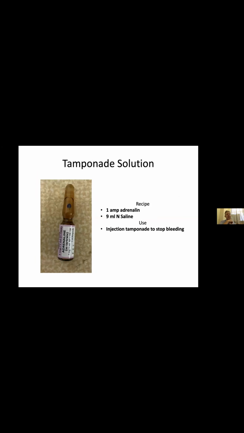If you want to tamponade something, we just use the same solution as you do for injecting an ulcer. That's 1 amp of adrenaline in 9 mils of saline, and you use it to inject as close to the bleeding as possible. Just remember, when you've done a polypectomy, if you use tamponade solution, especially for a flat polyp that's bleeding, you'll often see the blood vessel stays here and the lift comes above it.